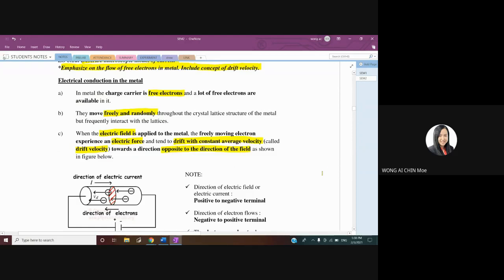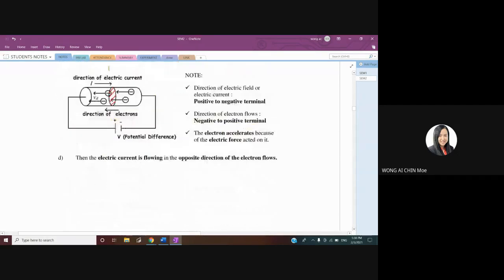So we look at the diagram below. This is an electron. The electron will move in the opposite direction to the electric field. If this is the positive terminal, meaning here is the positive terminal.